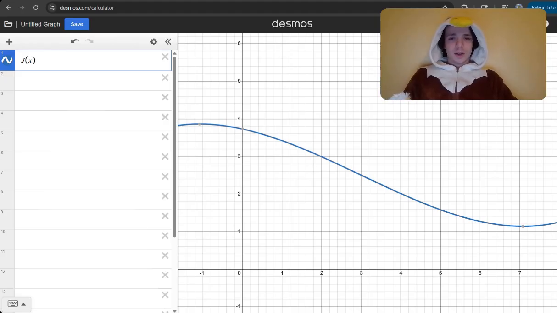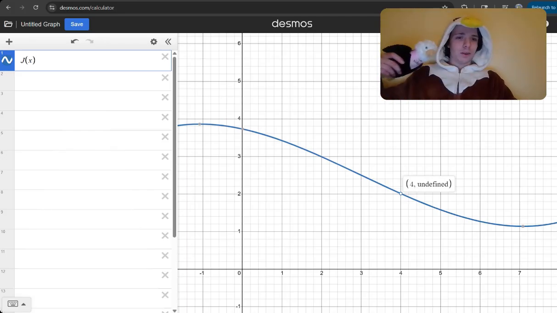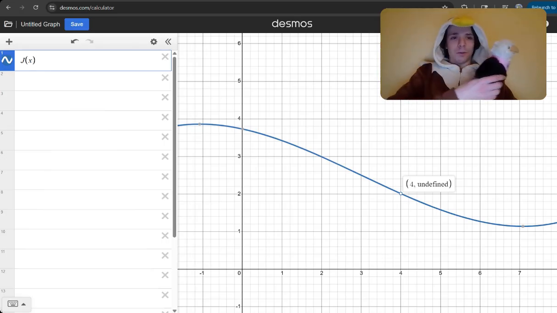We have this graph that shows our position at all times, but not at x equals 4. It's undefined at x equals 4. So we know all of our positions and stuff except for at x equals 4.